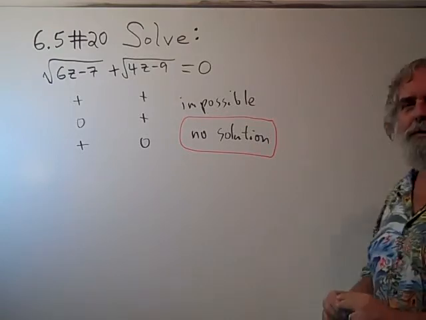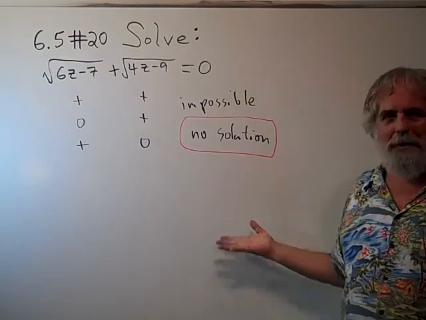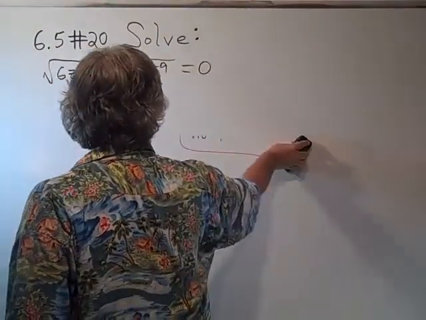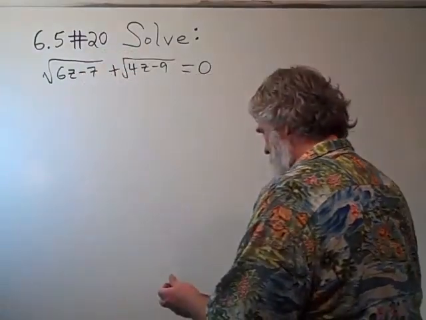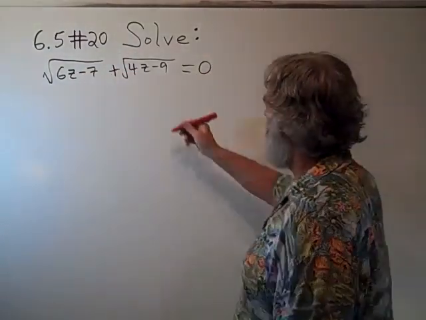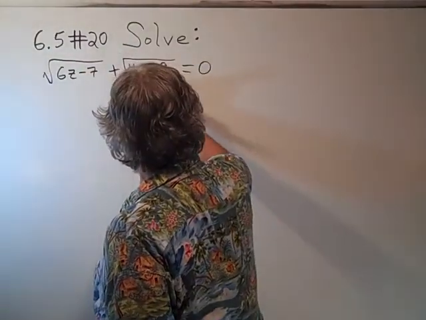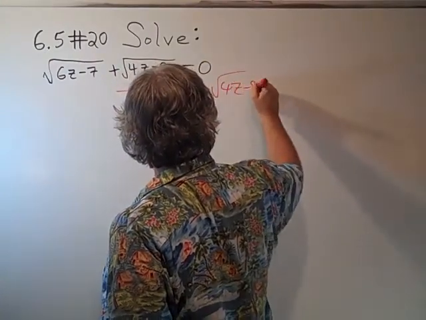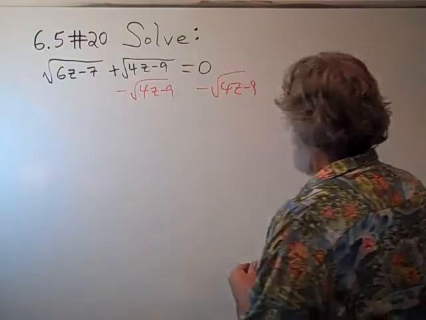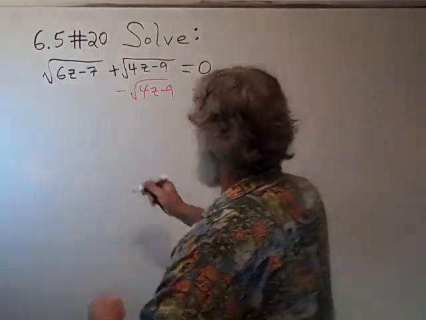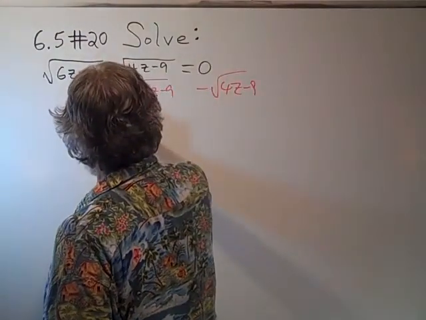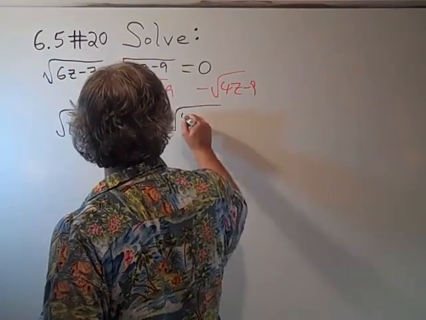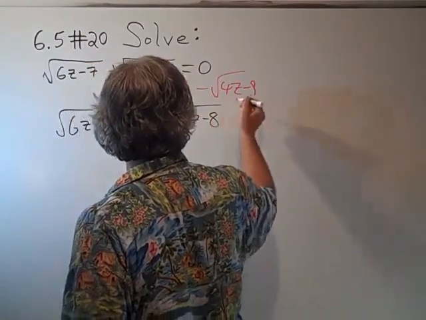Now, what if you didn't notice this? Let's go on further, see what happens. Well, first we'll take this away from both sides. And then you end up with the equation 6z minus 7, the square root of 6z minus 7 is equal to negative square root of 4z minus 8.